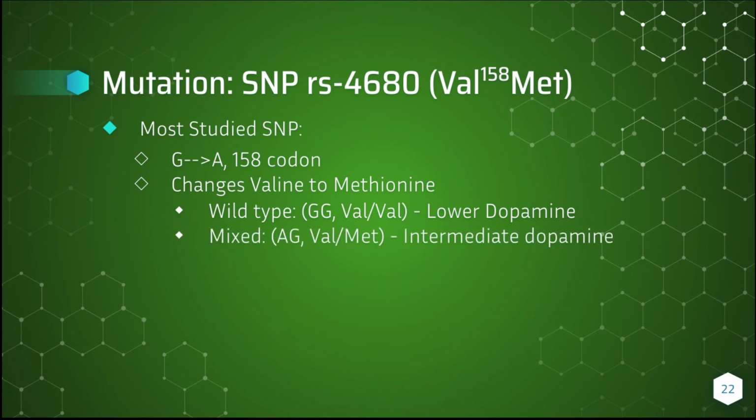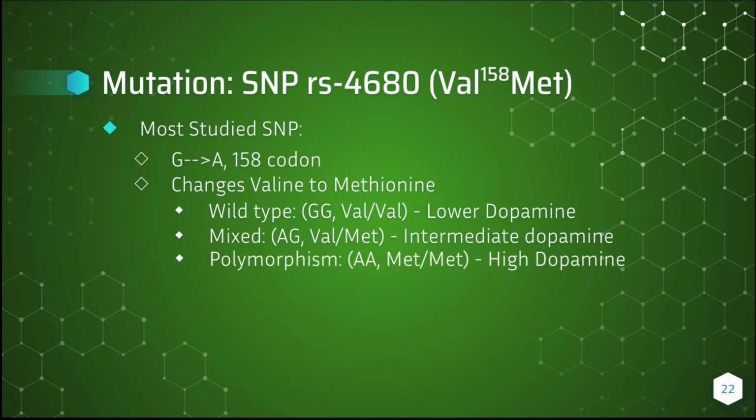There's a mixed genotype which has one adenine and one guanine, and that yields one valine and one methionine. This one is associated with intermediate dopamine levels. For the polymorphism genotype, there are two adenines and they yield methionine and methionine. This genotype is associated with higher dopamine levels.